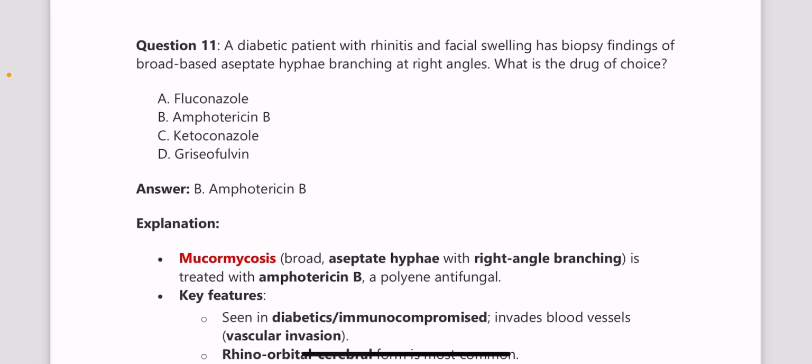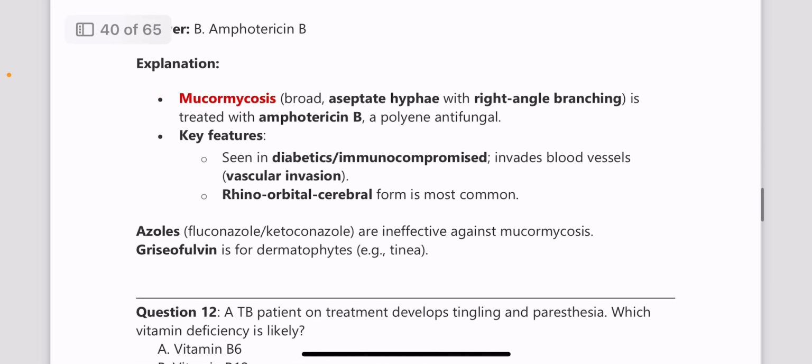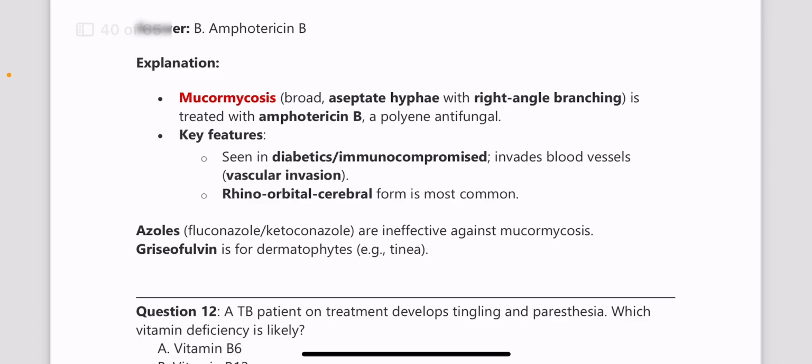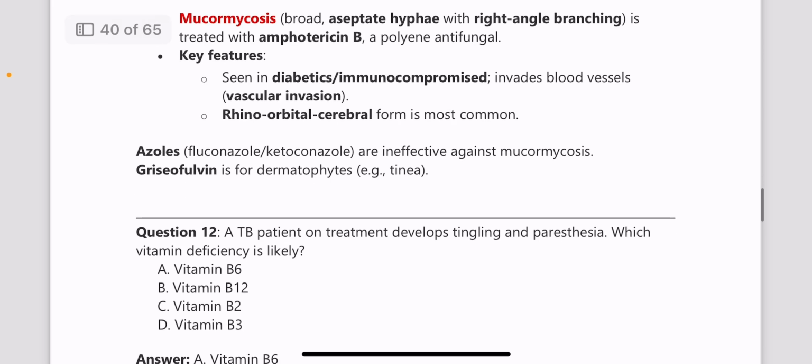Also learn about the features of aspergillus and which is the drug used there. Aspergillus, the most important drug which is used is voriconazole. Please learn about it. Mucor, it is amphotericin B. And mucormycosis is usually seen in diabetic or immunocompromised patients, and it invades the blood vessels. Vascular invasion is seen, and rhino-orbitocerebral form is the most common one.